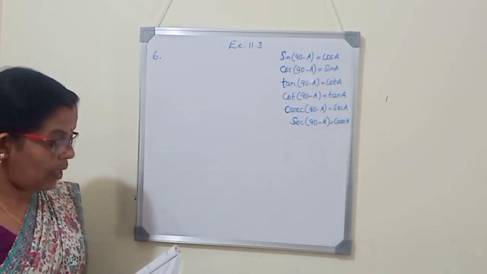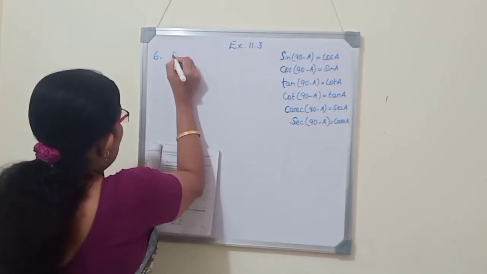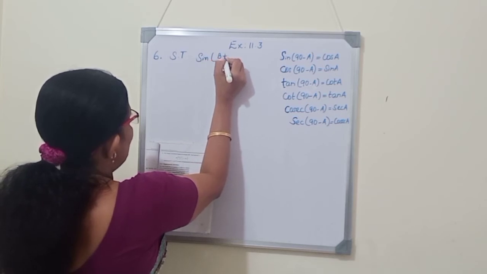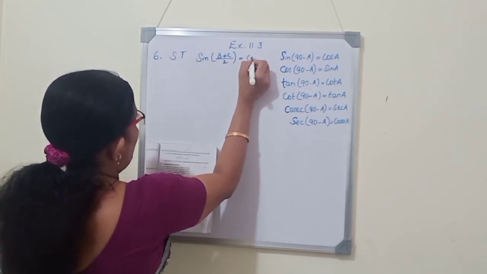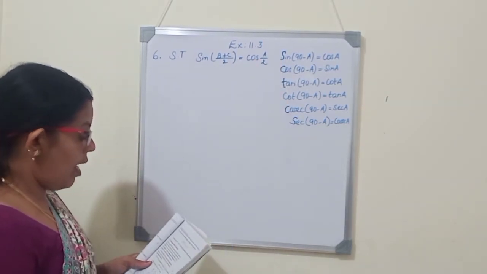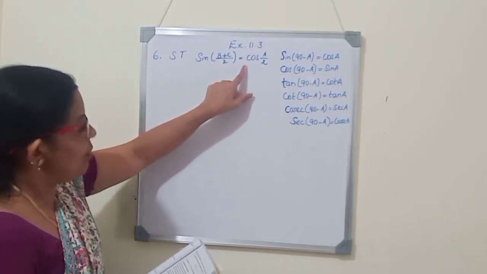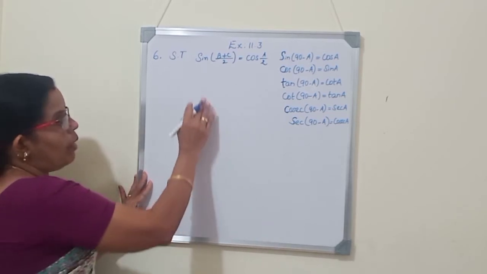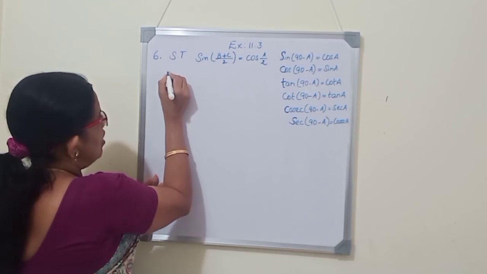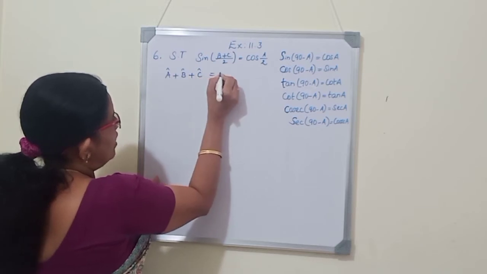Sixth question. If A, B, C are interior angles of a triangle ABC, show that sine of (B plus C) by 2 is equal to cos A by 2. So here they told A, B, C are the interior angles of a triangle ABC. We have to prove that sine (B plus C) by 2 equals cos A by 2. If A, B, C are the interior angles of a triangle, we know the sum of all the three angles together is 180 degree. So we can write A plus B plus C is equal to 180 degree.